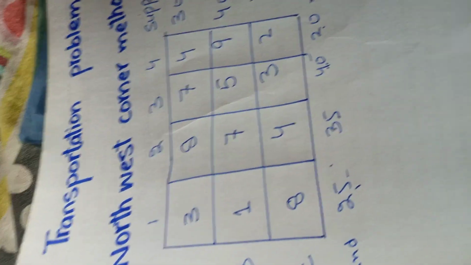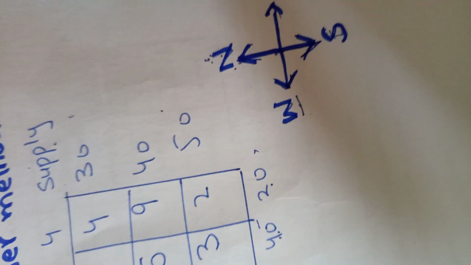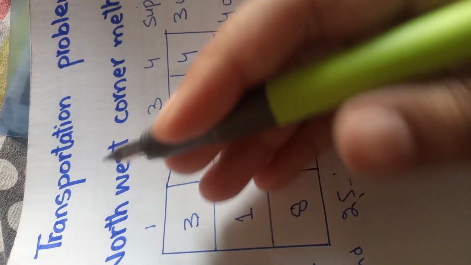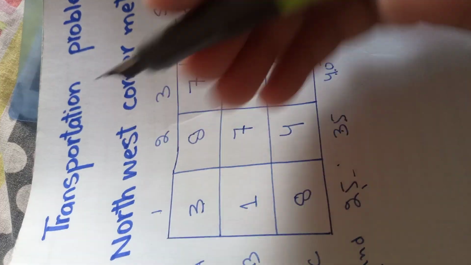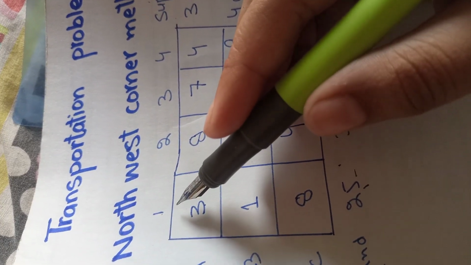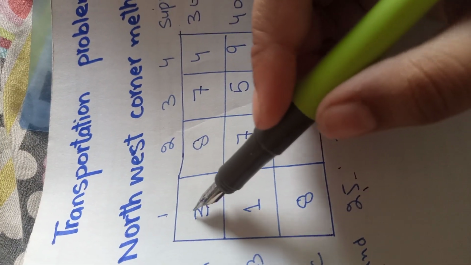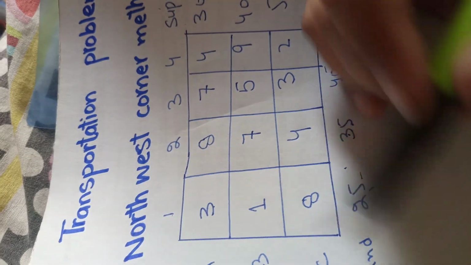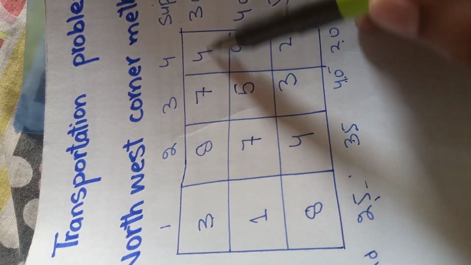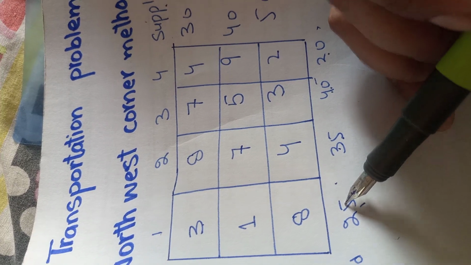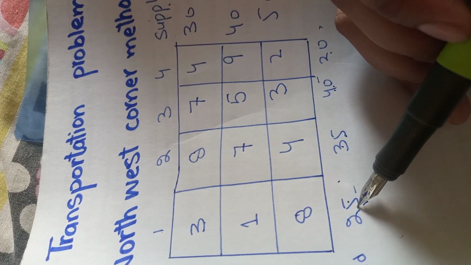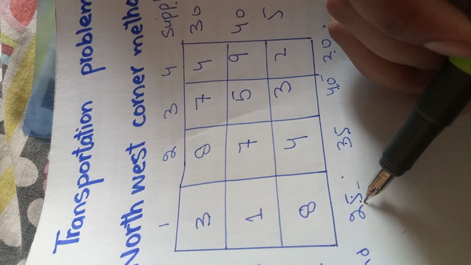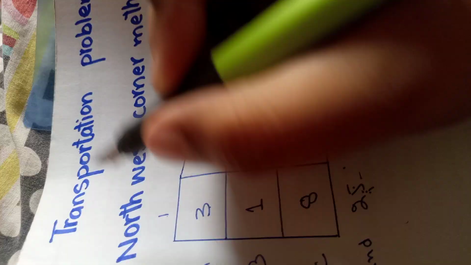Let's start the question. According to the directions, 3 is the number which is the most left in the west side, and at the same time it is on the upper side. So with respect to 3 we have to change the value of supply and demand. In this row it is 30 and 25. So we have to choose the minimum value from supply or demand, so we will choose 25.